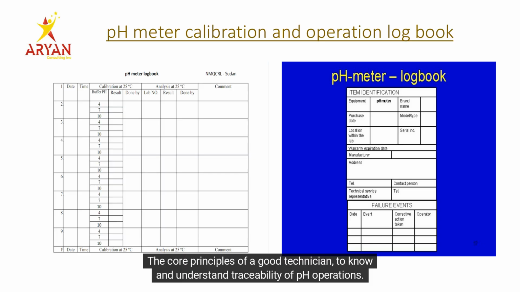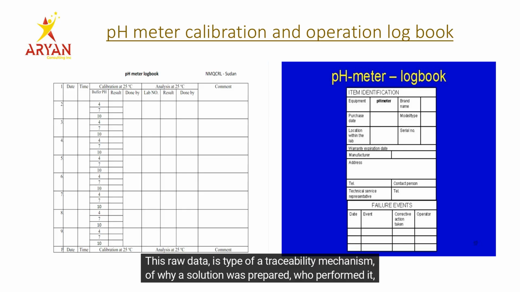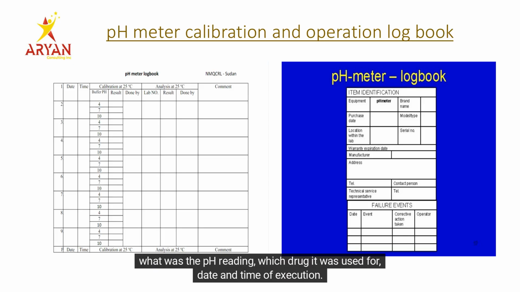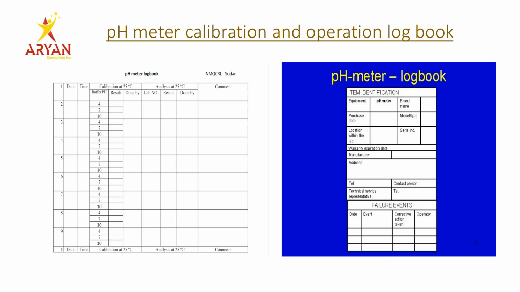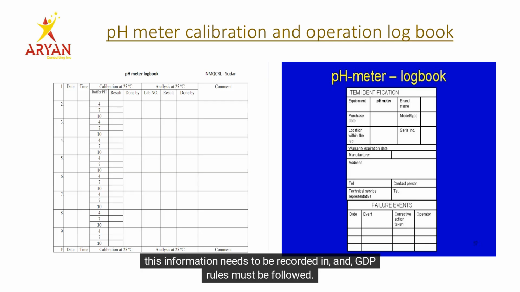The core principles of a good technician: to know and understand traceability of pH operations, and to ensure every single pH reading has printed raw data. This raw data must have the drug product number, name, and other information. This raw data is a type of traceability mechanism showing why a solution was prepared, who performed it, what the pH reading was, which drug it was used for, and the date and time of execution. Moreover, the technical strength of a manufacturing technician also depends on how many relevant documents this information needs to be recorded in, and GDP rules must be followed.